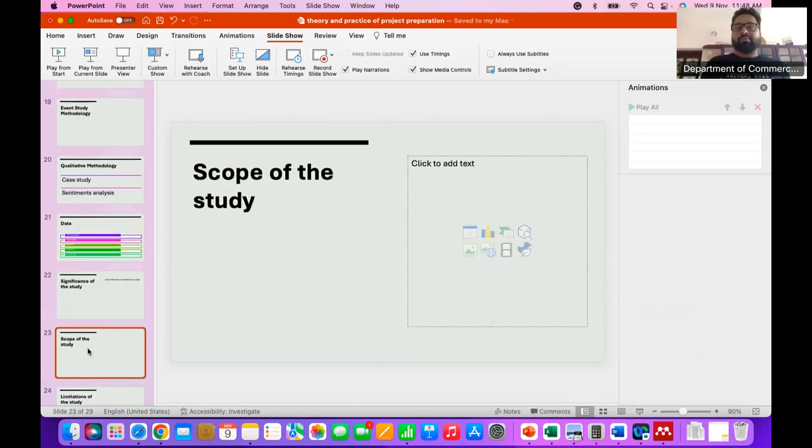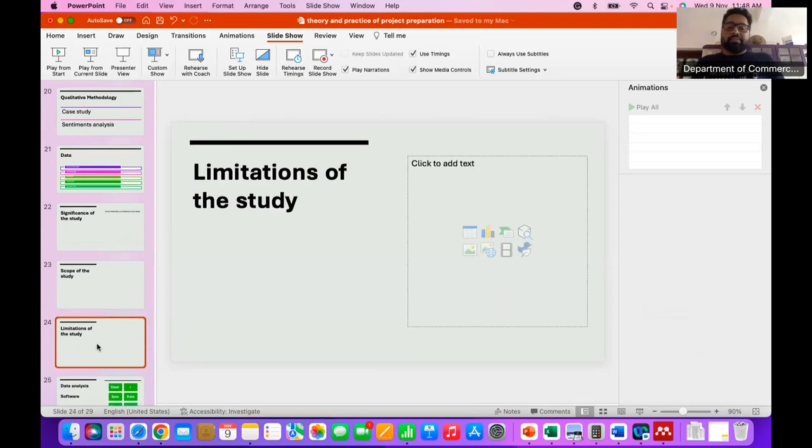You can write the scope of the study, which area the study covers. It is covered in Kerala, covered in India, or covered in the global context. The scope also covers the period of the data set. So that is the scope of the study. You can write the scope of the study, and you can also write the limitations of the study.